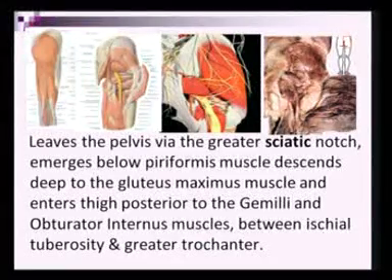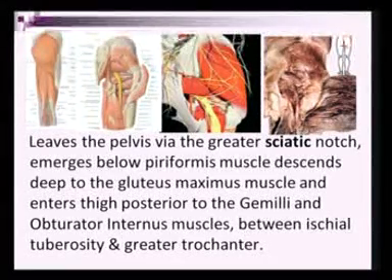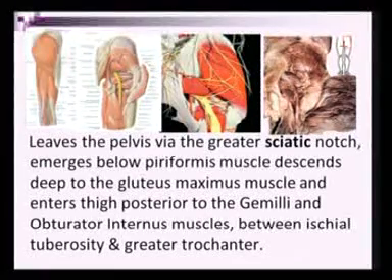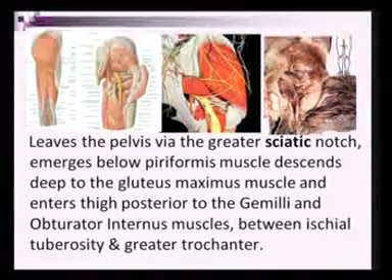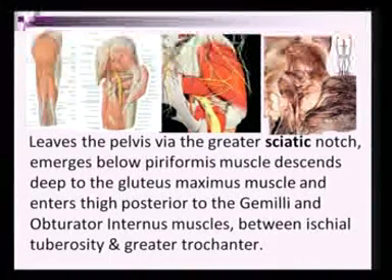It descends deep to the gluteus maximus muscle and enters the thigh posterior to the gemelli and obturator internus muscle, between the ischial tuberosity and the greater trochanter. So these two bony landmarks are important for us when we are giving the blocks.